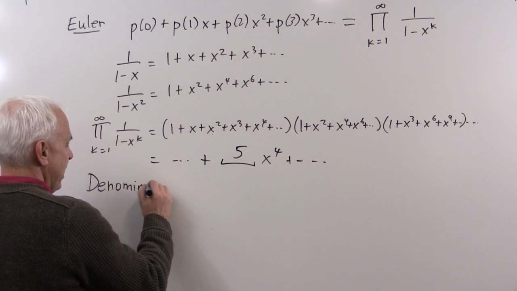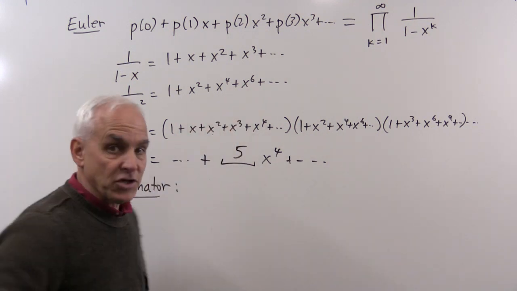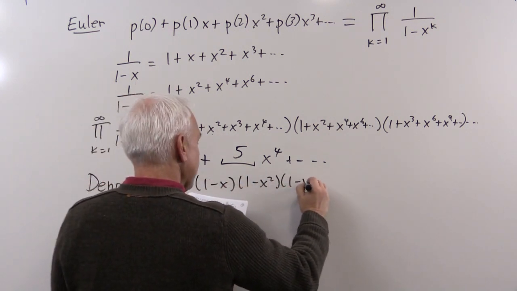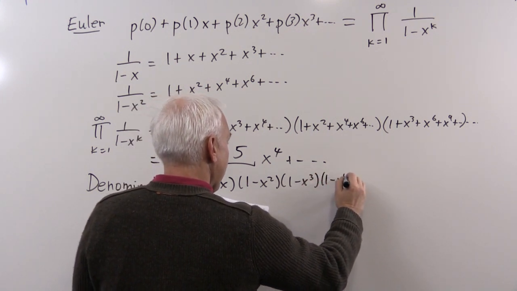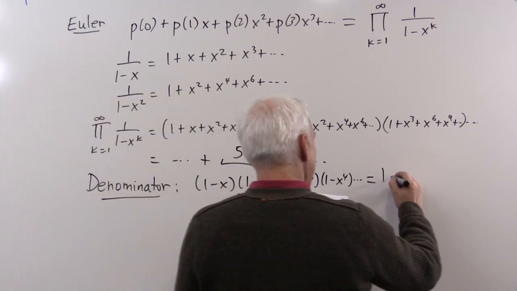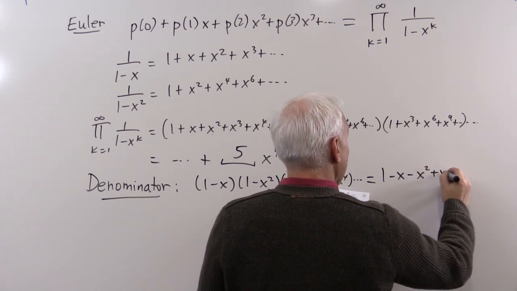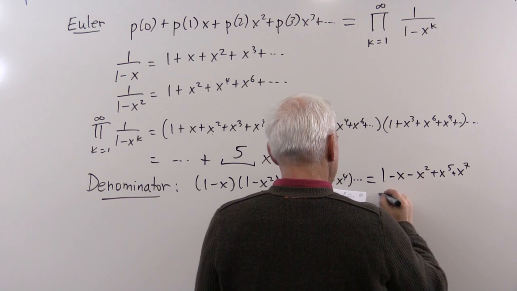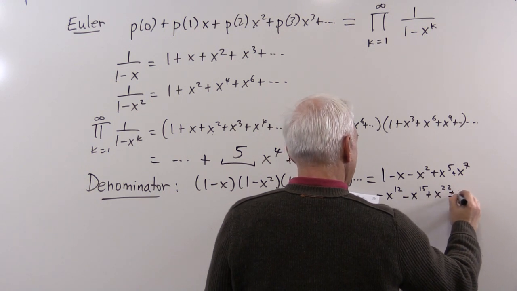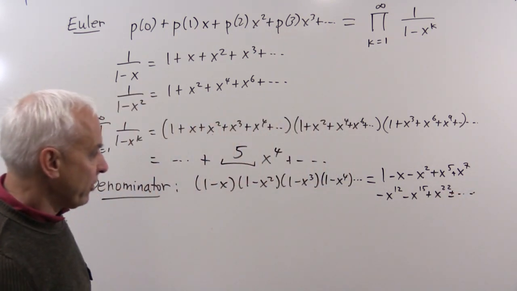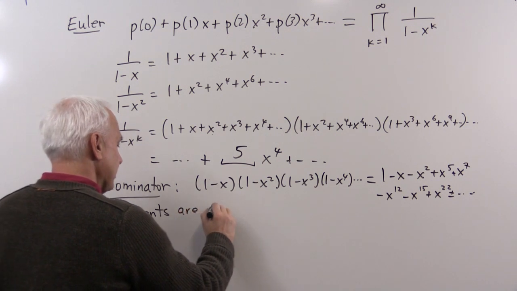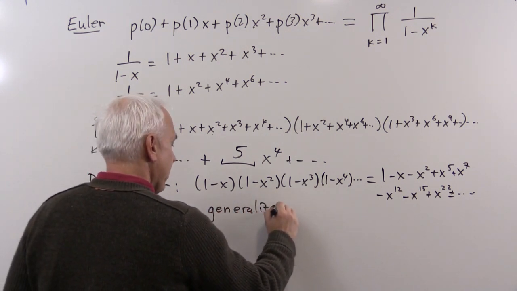Additionally, Euler had a look at this denominator that appears in this partition function expression. So we just look at the product of 1 minus x times 1 minus x squared times 1 minus x cubed and so on, 1 minus x to the 4th. Then that turns out to be also of independent interest. It turns out to be 1 minus x minus x squared plus x to the 5th plus x to the 7th, minus x to the 12th, minus x to the 15th, plus x to the 22nd, plus or minus, carry on in some fashion. And Euler realized that these exponents here are generalized pentagonal numbers.